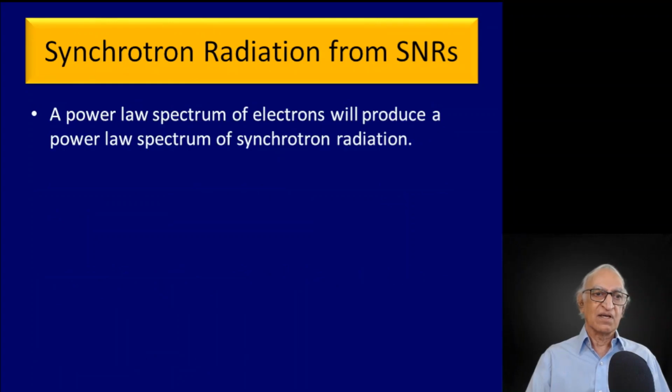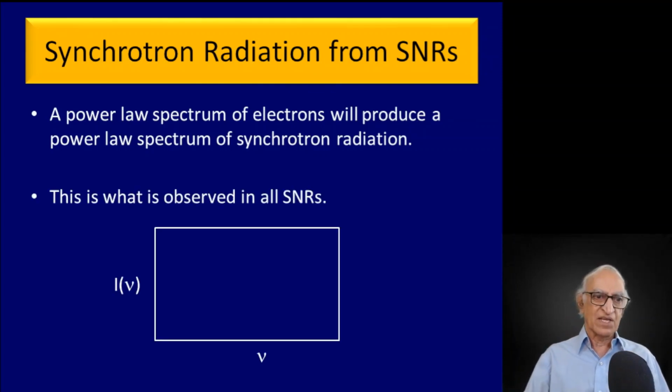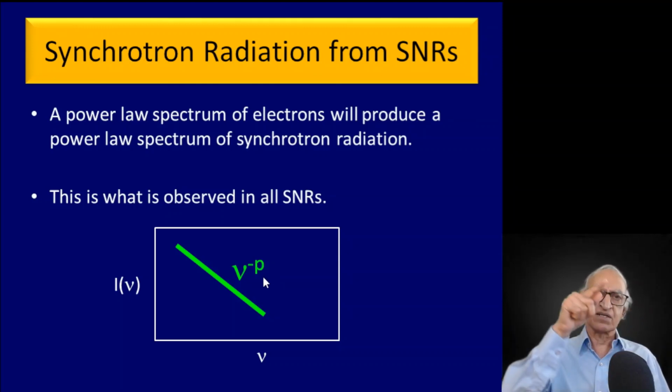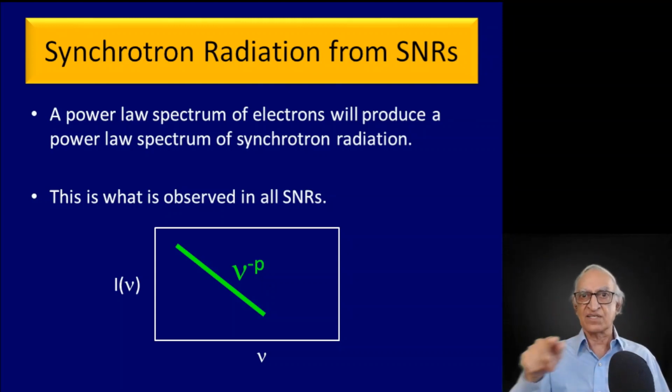Now, the power law spectrum of electrons, if you remember my discussion of radiation from accelerated charges, will produce a power law spectrum of synchrotron radiation. In other words, if I plot intensity of synchrotron radiation as a function of frequency, what I will find is that it will be a power law. And the power law will be nu to the power minus p, where this p will be related to alpha, which is the power law index of the number of electrons as a function of energy.